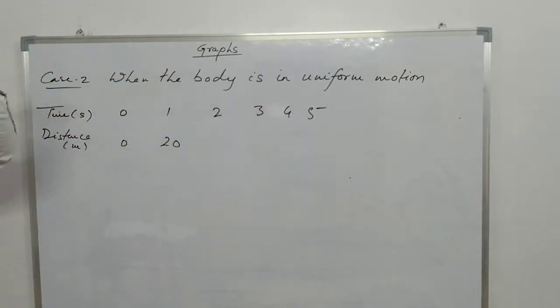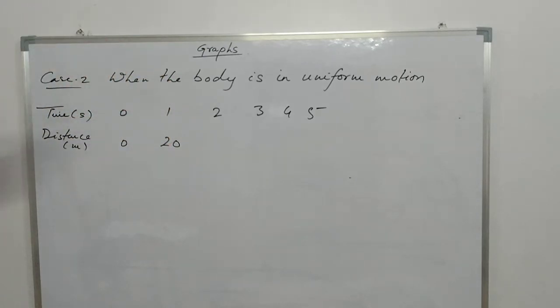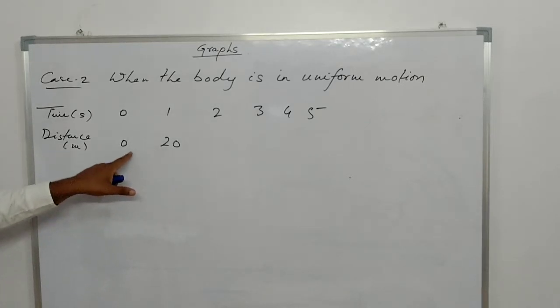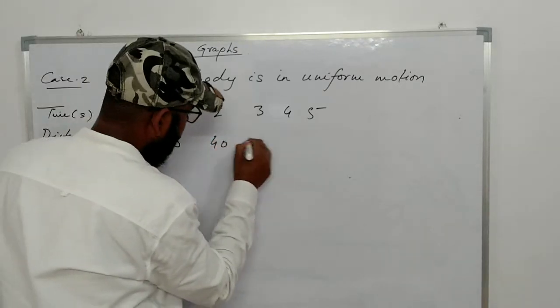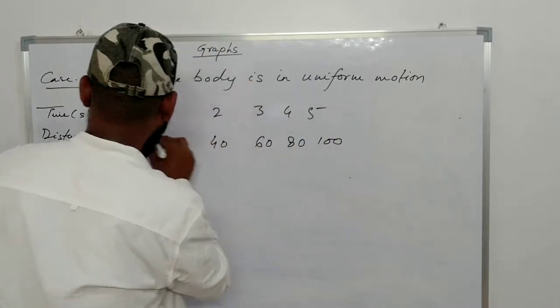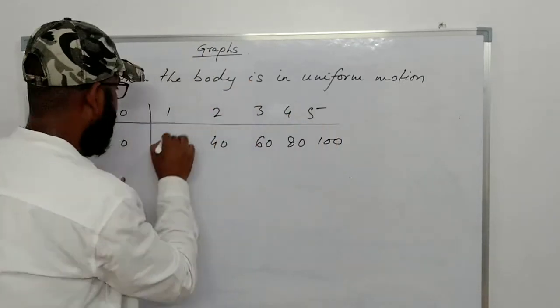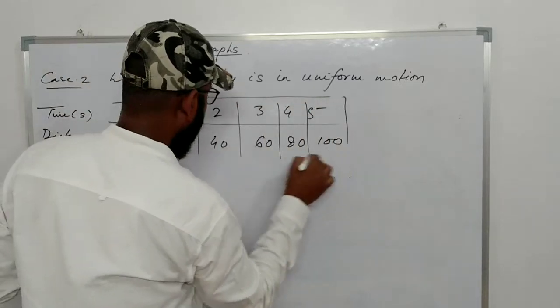So when a body moves with a uniform speed, it covers equal distances in equal intervals of time. Okay, means what? In the first interval it travels 20, then 40, 60, 80 and 100. Okay, like this. Suppose the table is given.